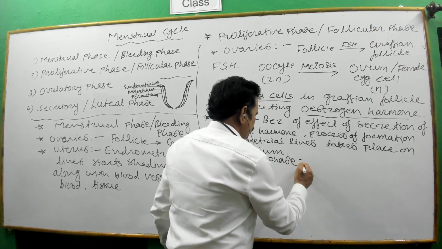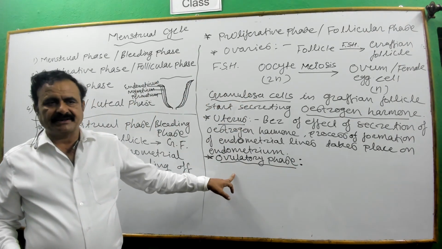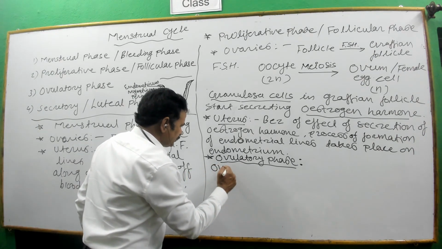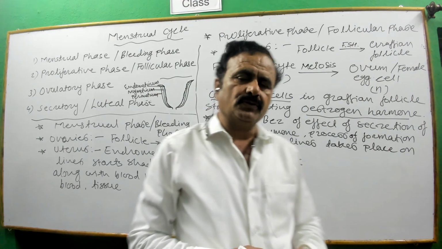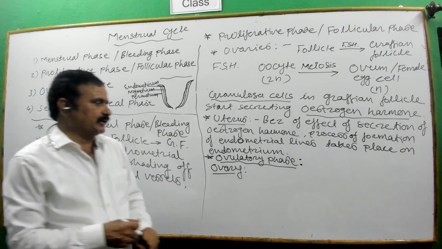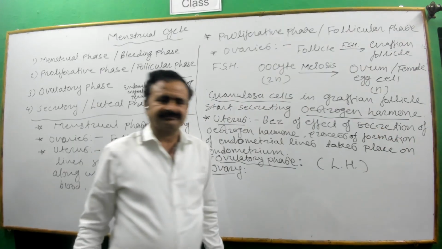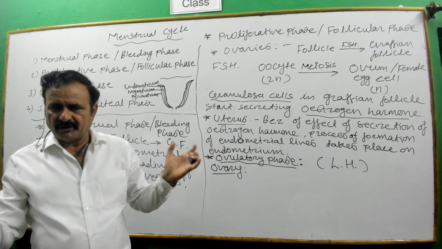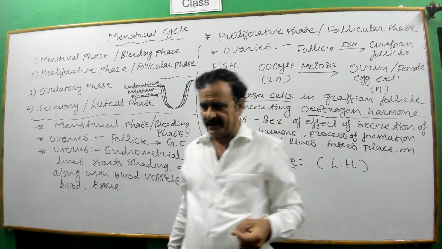ठीक है ना बच्चों? Now in this phase, changes take place in the ovary. This ovulatory phase is mainly related to the ovary. What kind of changes take place in the ovaries? The mature Graafian follicle, under the effect of which hormone? Luteinizing hormone. As the Graafian follicle ruptures, the ovum cell, which is a haploid cell, also called the female egg cell, which is a germ cell, is released.